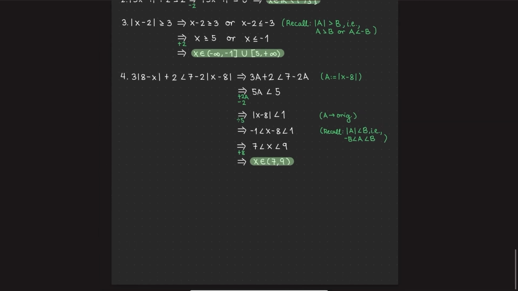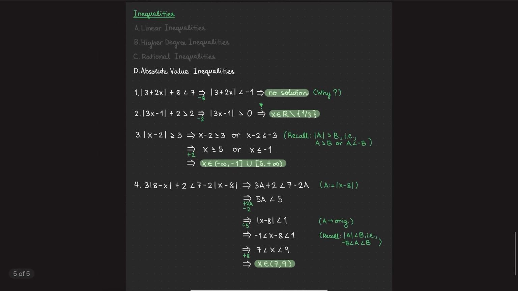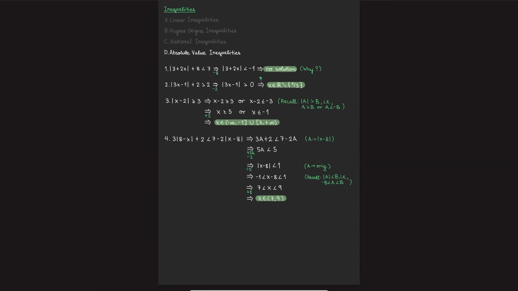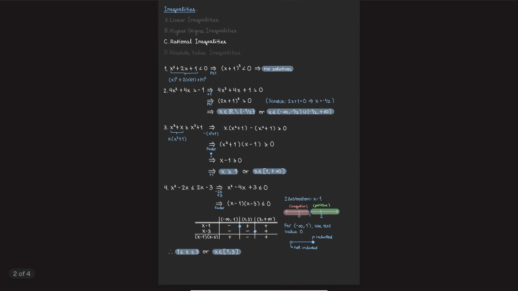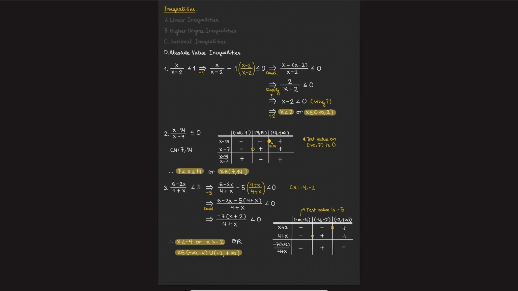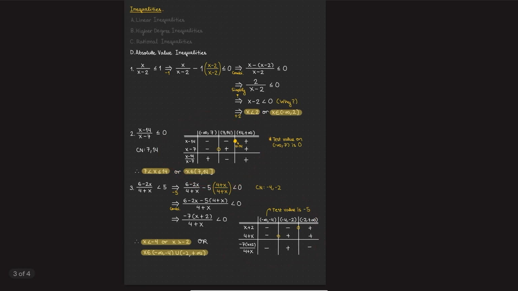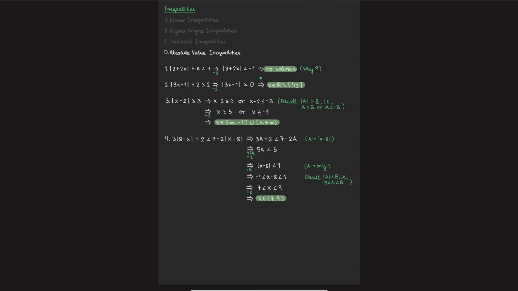Good, so that's basically it. That ends the series on inequalities. Going back to where we started, we first dealt with linear inequalities. Then we went over higher degree inequalities. And then we also encountered rational inequalities, wherein we dealt with plenty of tables of values. And for this time, we had absolute value inequalities.